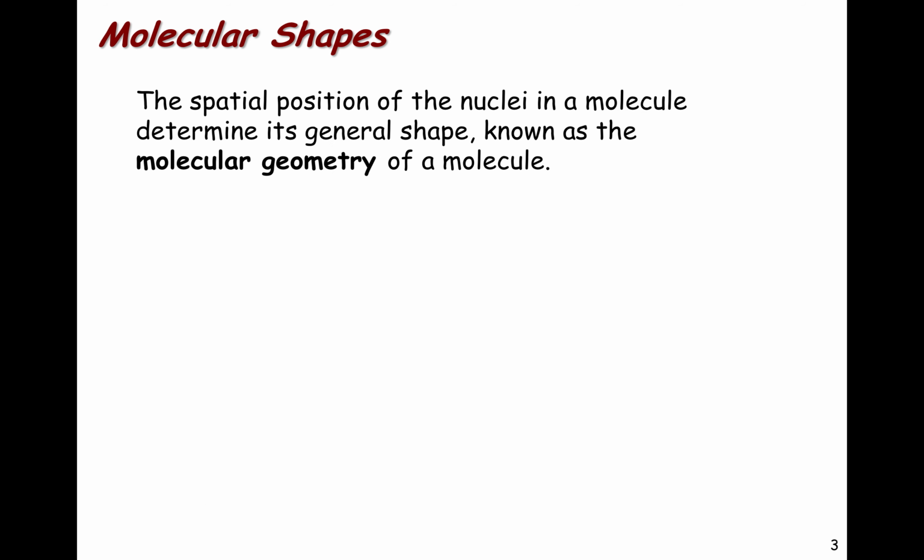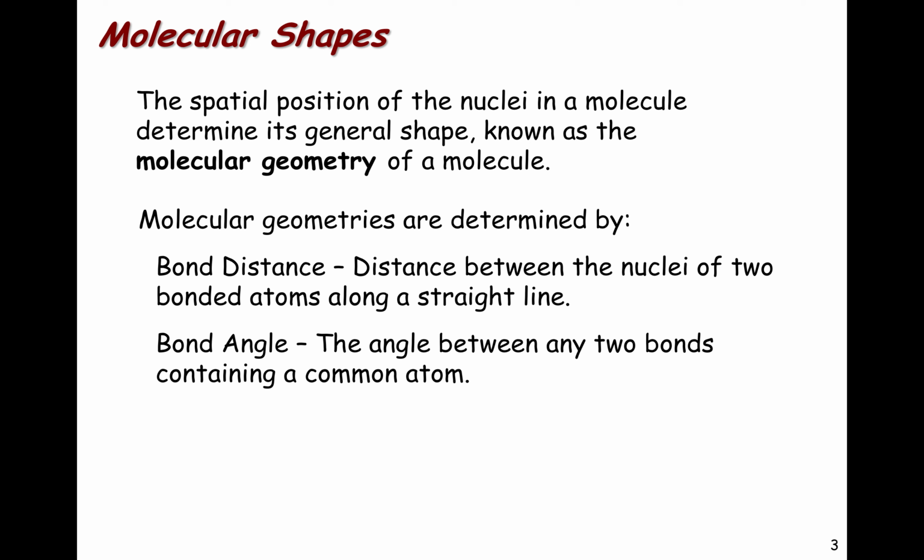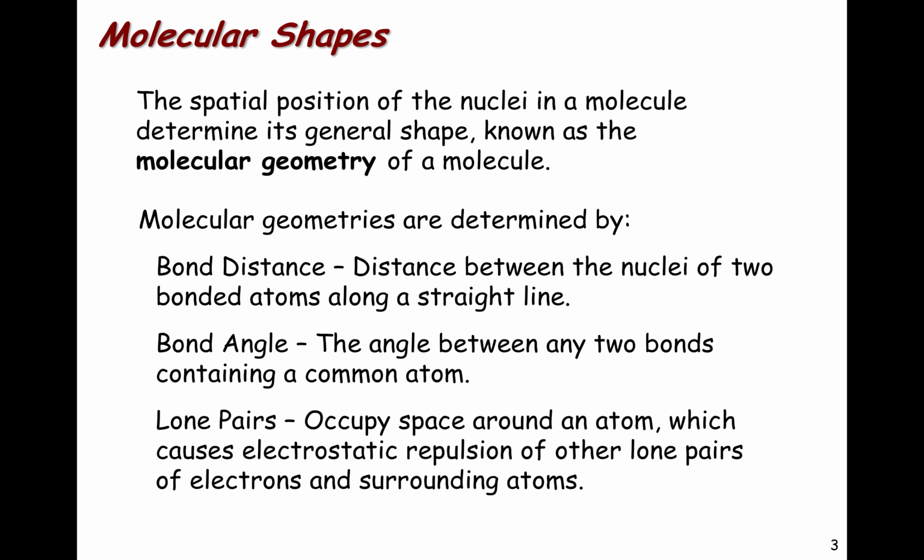In order to understand the molecular geometry, or the arrangement of the atoms within a particular molecule, we need to understand something about how the molecular geometry is determined. This is a result of both the bond distances between the various atoms, and then also the bond angles, which are defined by three different atoms, and then also the presence of any non-bonding or lone pairs of electrons that may also occupy space.